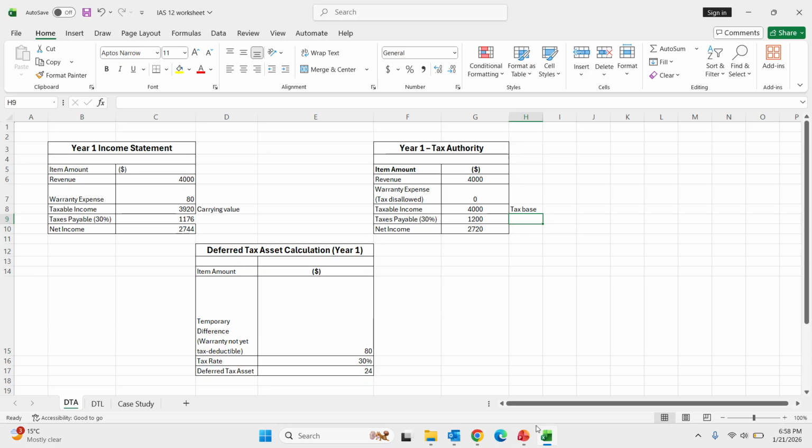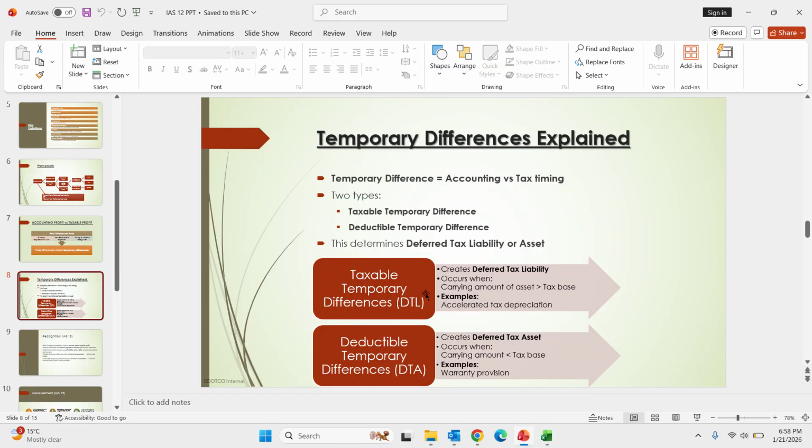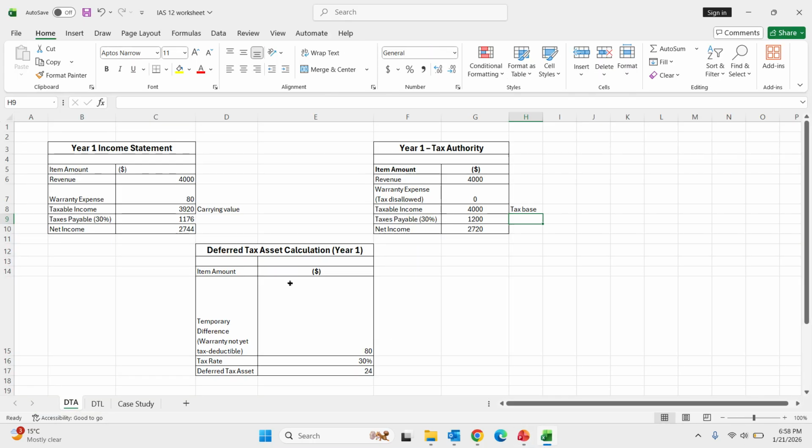So you see, as the slide suggests, when the carrying amount is less than the tax base, it gives rise to a deferred tax asset. The difference of the two is taken and the tax rate is applied, which gives us the value of the deferred tax asset. The thing to be understood here is that according to tax, the tax expense is higher, and according to accounting books, the tax expense is lower. We will take this into account.